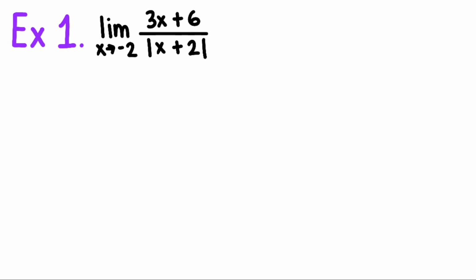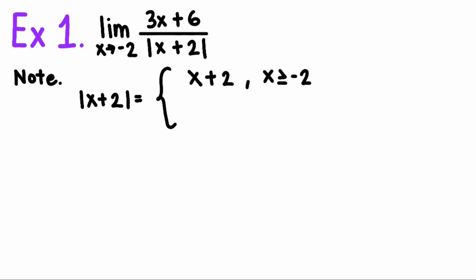First, take note that the absolute value of x plus 2 is equal to, applying what we learned a while ago, x plus 2 if x is greater than or equal to negative 2, and negative times x plus 2 if x is less than negative 2. So how did we obtain this? Well, take note that at the point negative 2, this expression becomes 0. So we know that from the left of it, the value would be negative, and from the right of it, the values would be positive.